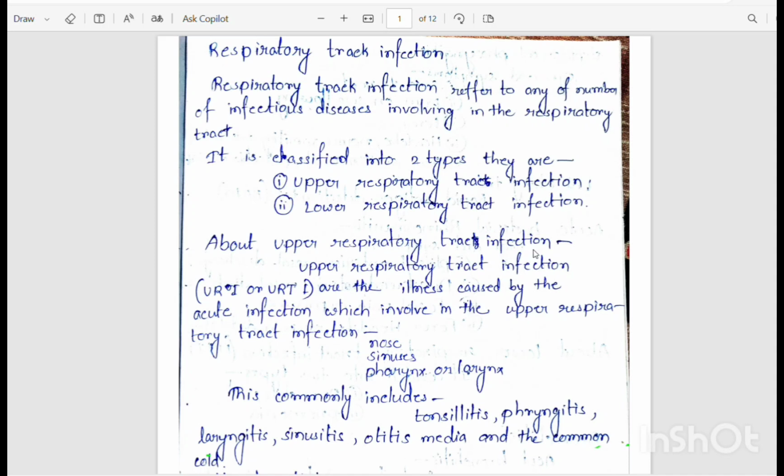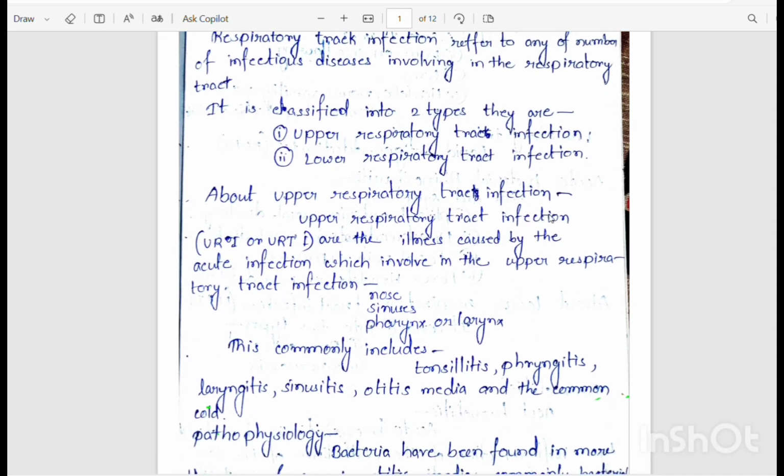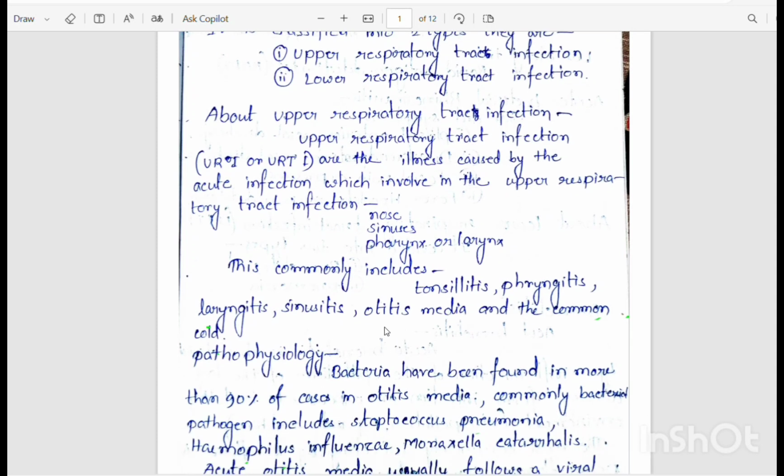About upper respiratory tract infection: URI or URTI, upper respiratory tract infections are illnesses caused by acute infection which involve the upper respiratory tract. That means any acute infection attacking the upper respiratory tract, and the place where the infection takes place is the nose, sinus, pharynx or larynx. These commonly include tonsillitis, pharyngitis, laryngitis, sinusitis, otitis media and the common cold. These are the places where the infection takes place, and we call them by these names.